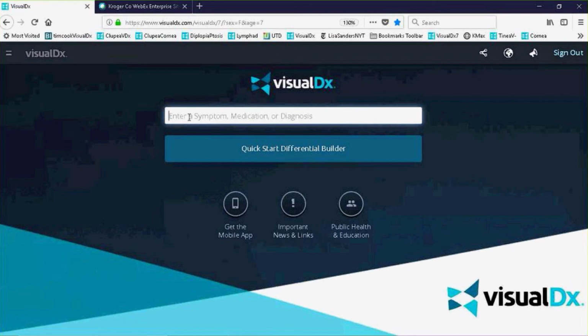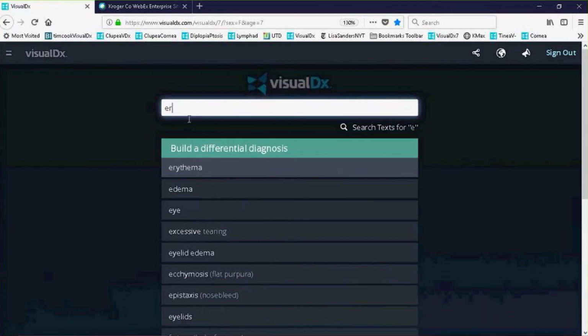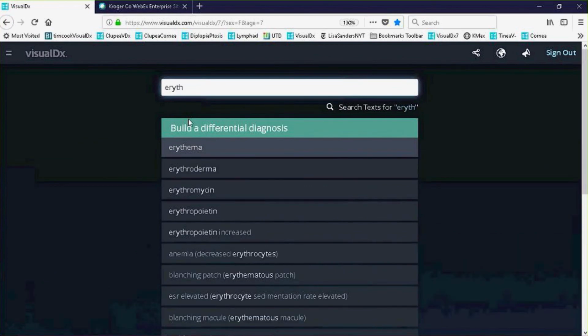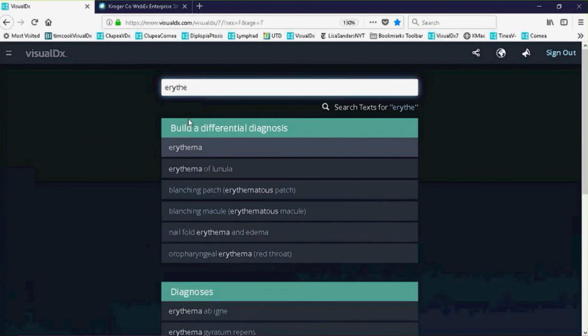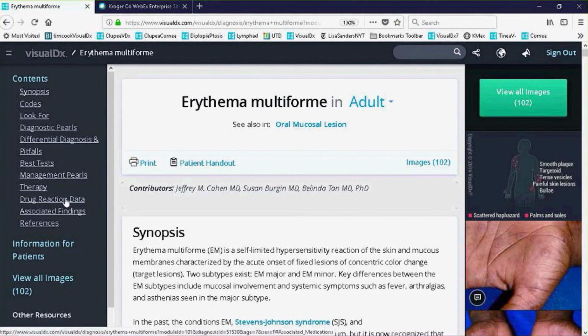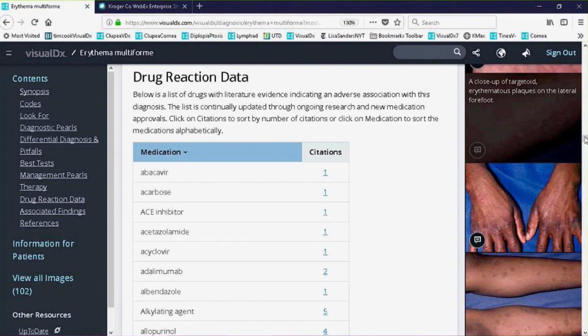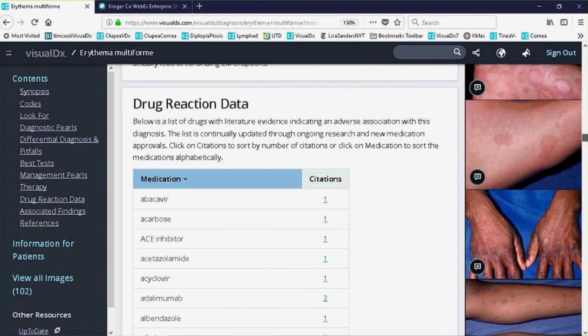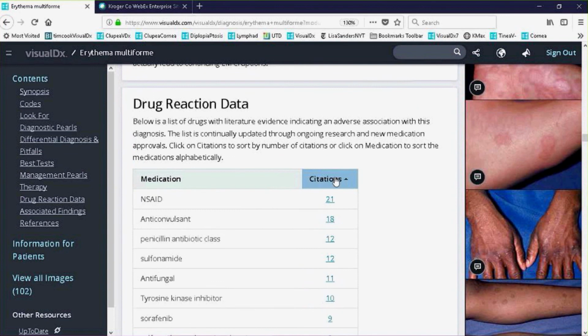So if you suspected that the patient was beginning to have erythema multiforme, you can search erythema multiforme and then go to drug reaction data and check the med that you're thinking might be the culprit, or you can click citations. Really important part of VisualDx.